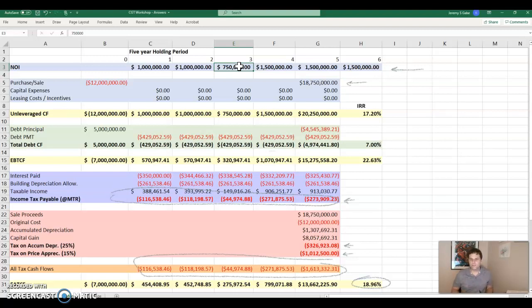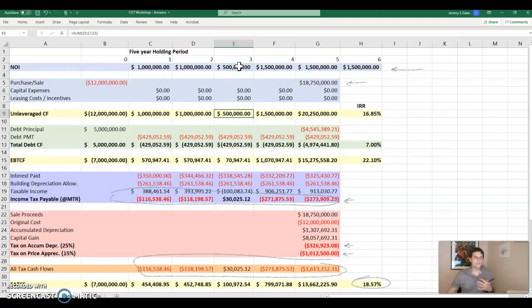So the first one I'm going to show is, let's say it takes a little longer for the tenant to come in. So in this case we had a 6-month vacancy, and we got the new tenant in at $1.5 million NOI a year. Let's say it takes a little longer, so we're only going to get $500,000 in that year. Now let me go through an interesting thing that just happened.